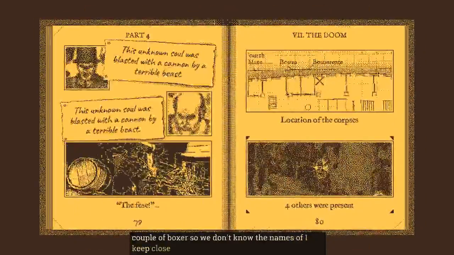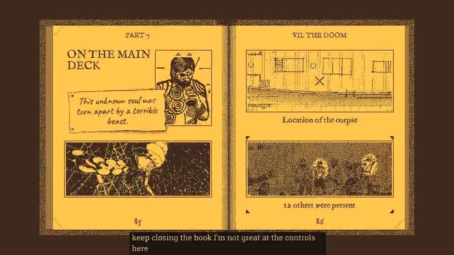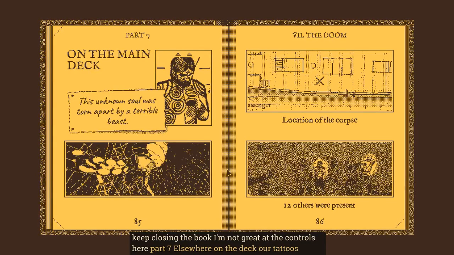I keep closing the book. I'm not great at the controls here. Part 7, elsewhere on the deck, our tattooed crew member gets grabbed by a tentacle and pulled upward into the air, having the top half of his torso ripped apart by the tentacle from his legs.